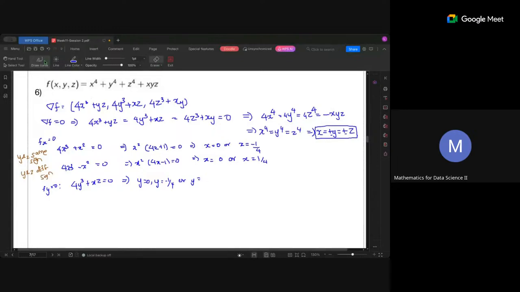These are the scenarios you are going to end up with. Is that fine? Yes, ma'am. Now, if you take fz equal to 0, again the same scenario is going to happen. So here also you are going to end up with these possibilities. Now from these values, can you tell me what are the critical points?